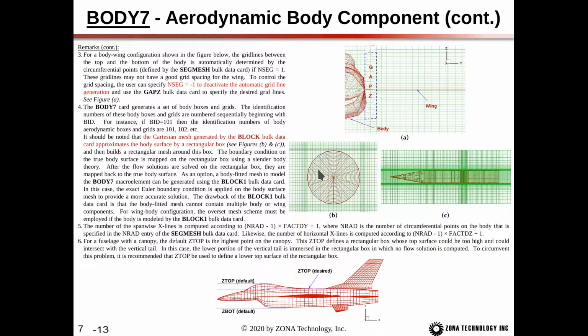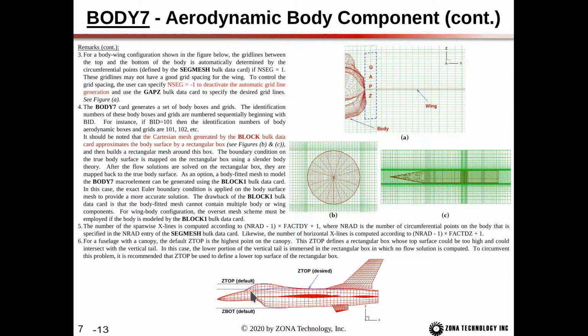So that's where fact dy and fact dz come in. If you decrease fact dy, then we would have fewer boxes in this region here, and similarly, if we decrease fact dz, we'll get fewer boxes in this direction. But normally you'll just want to leave them as the default, because then the fidelity with which you model your body 7 is mirrored in the fidelity of the resulting grid. Figure C here is the same model as figure B. It's just the side view.